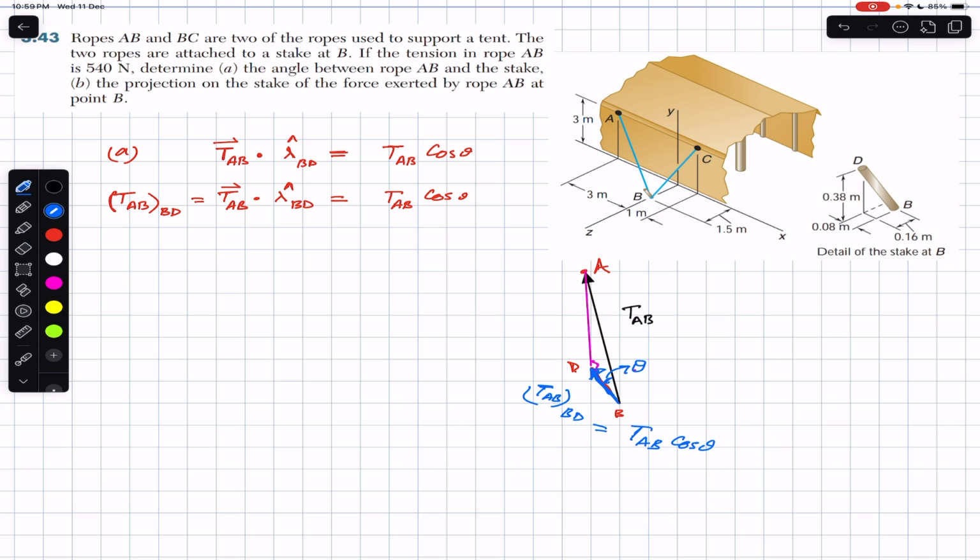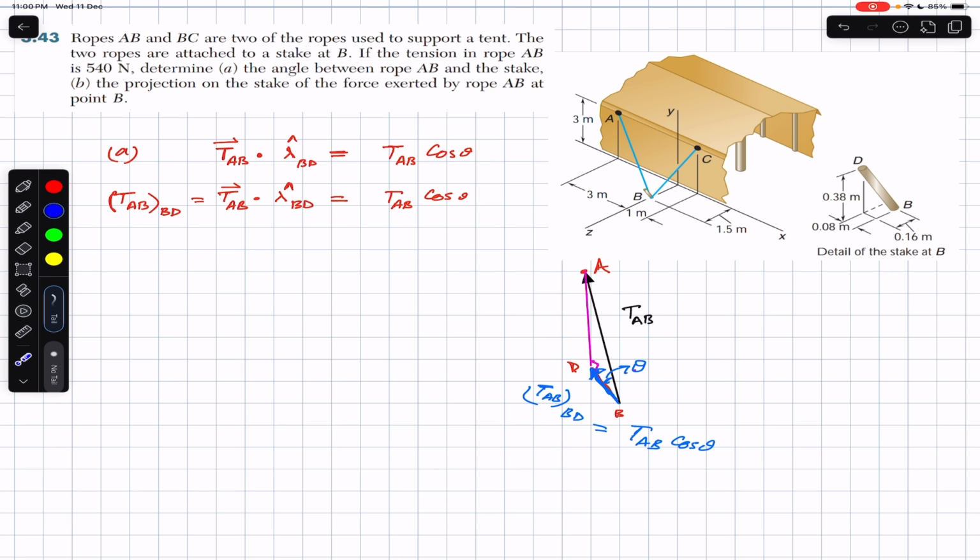Now in this problem we are asked to find the angle between the rope AB and the stake, and the projection on the stake of the force exerted by rope AB. If we somehow find the angle theta, and we are given the magnitude of TAB, which is 540, then taking the product of TAB with cos of theta, we will be able to find the projection. So this will be the answer for the second part.